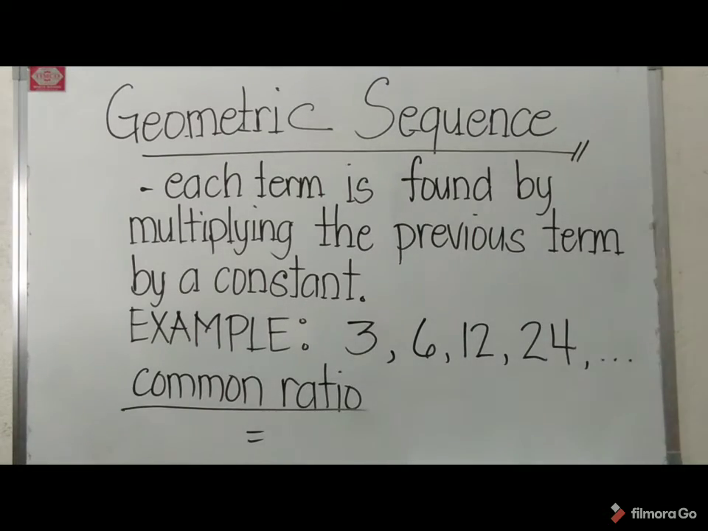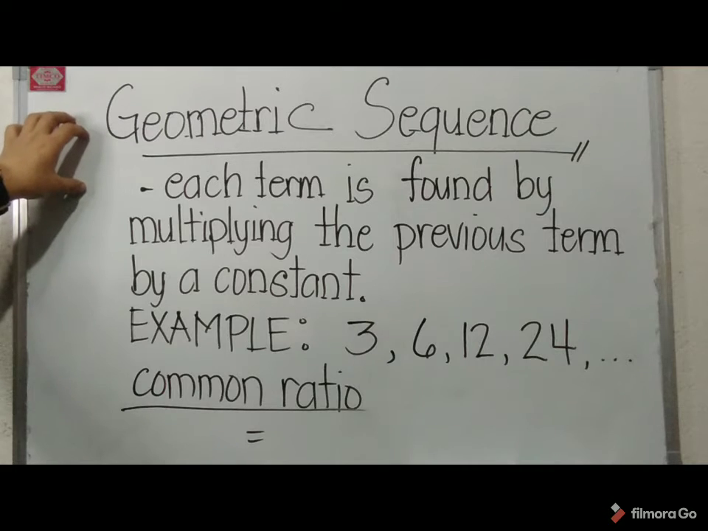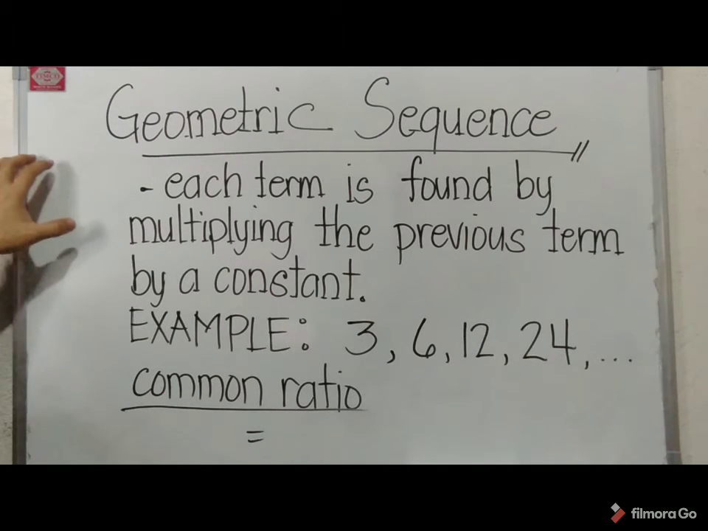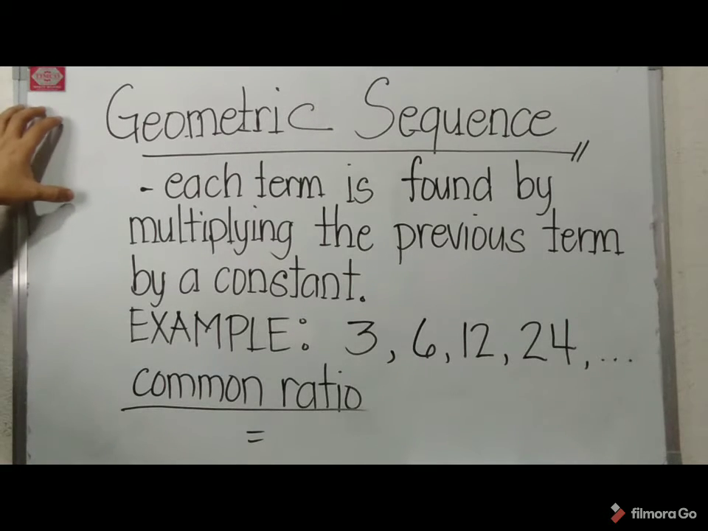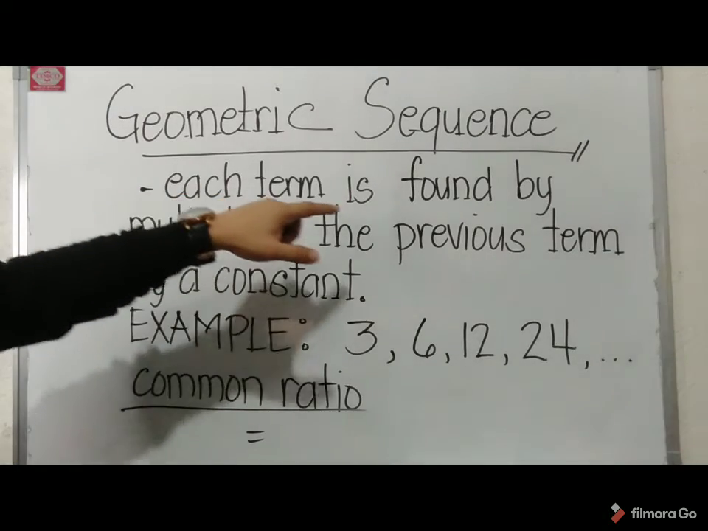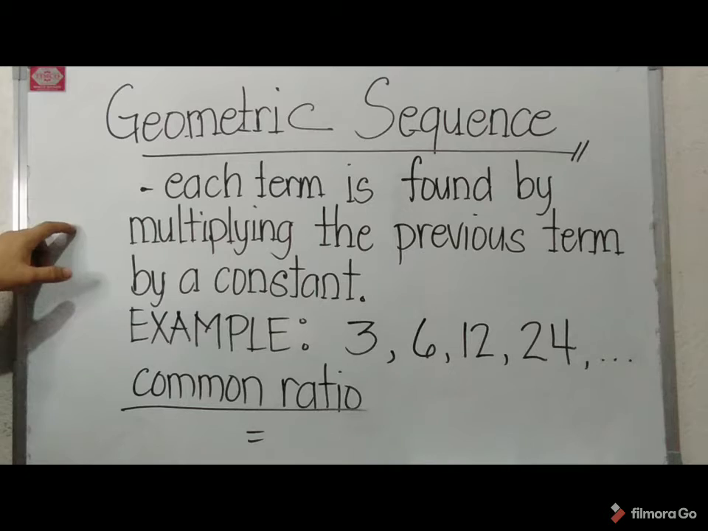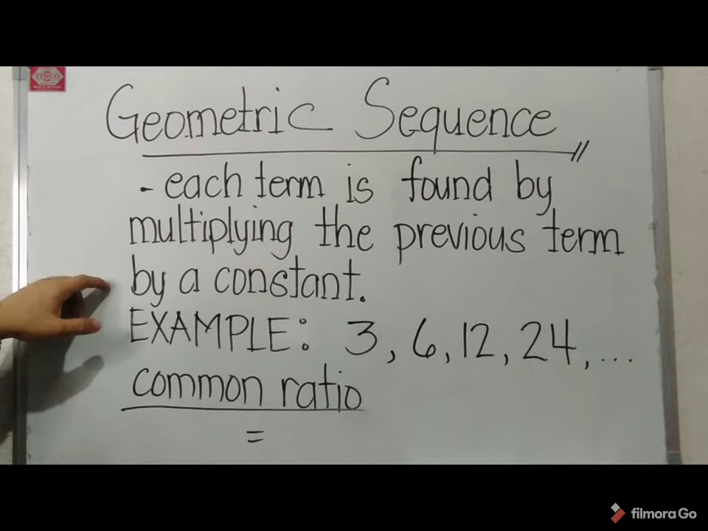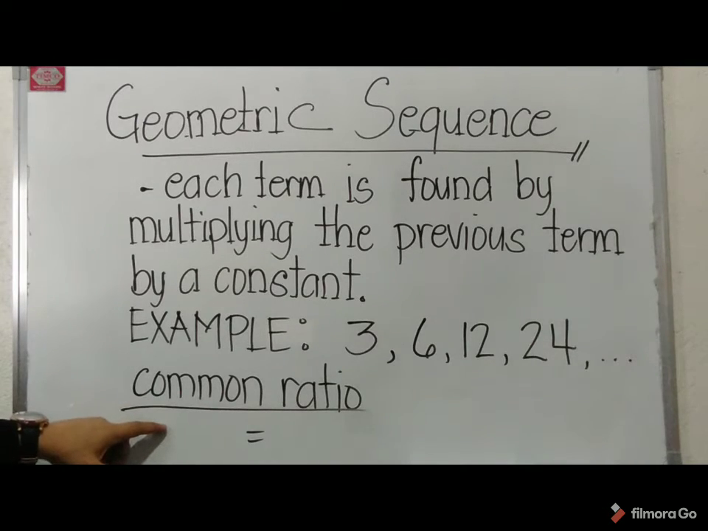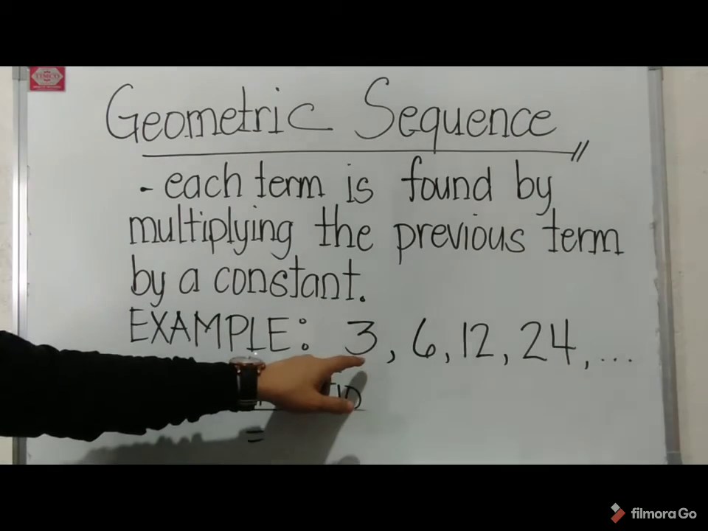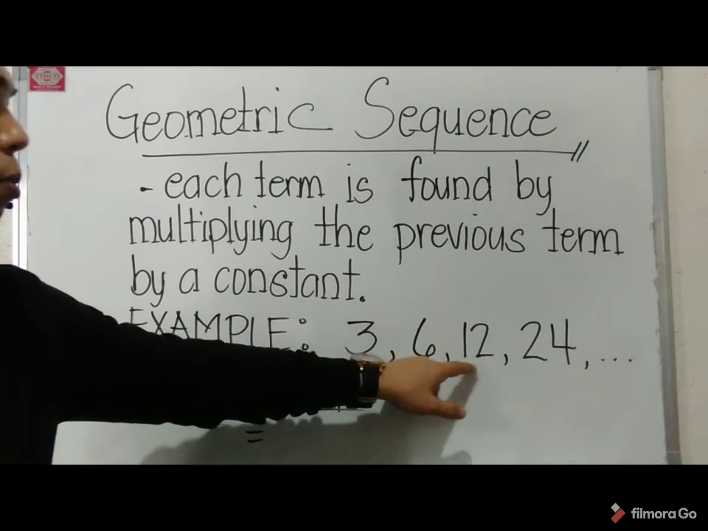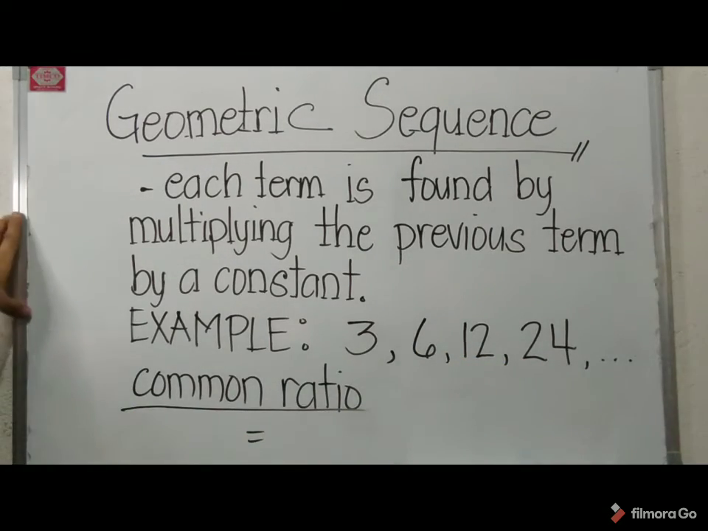So, after arithmetic sequence, let us have geometric sequence. So, ano ba yung pagkakaiba ng geometric sequence kay arithmetic sequence class? So, pag sinabi nating geometric sequence, each term is found by multiplying the previous term by a constant. Kung kanina, meron tayong common difference, dito naman, may tinatawag tayong common ratio. So, let's have our first example para sa geometric sequence. Given that 3, 6, 12, 24 is a geometric sequence.